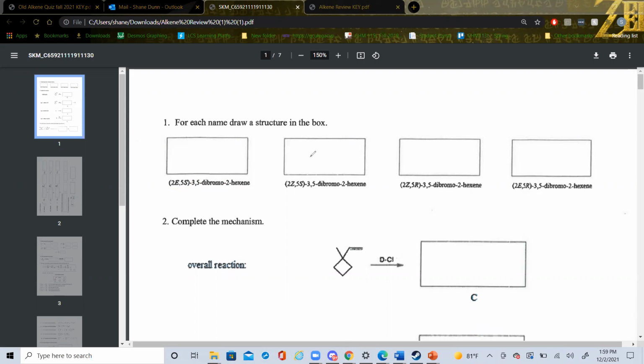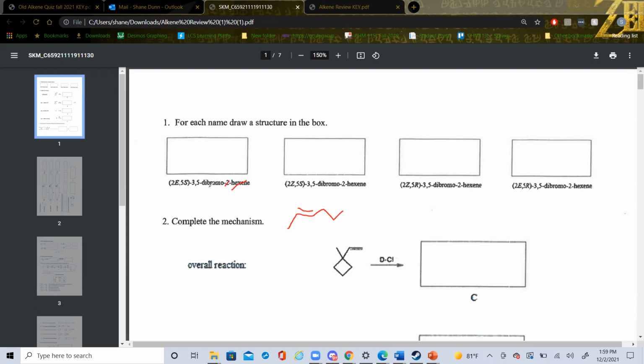So hexane, the E means double bonded. So we're going to draw some bonds. So 1, 2, the double bond will be here. 1, 2, 3, and then 4, 5, 6. 1, 2, 3, 4, 5, 6. Okay, there we go. That part's done.